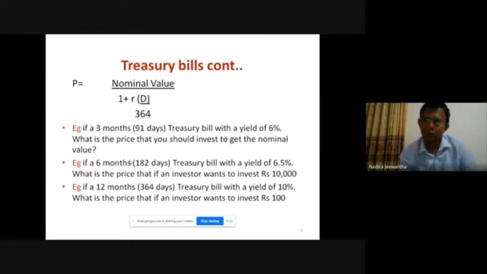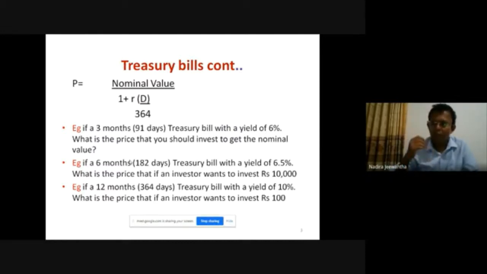Read the next question. If a 6-month treasury bill with a yield of 6.5%, what is the price if an investor wants to invest 10,000? Different method. See the next question. If a 12-month treasury bill with a yield of 10%, what is the price if an investor wants to invest rupees 100? So generally we take its nominal value as 100.